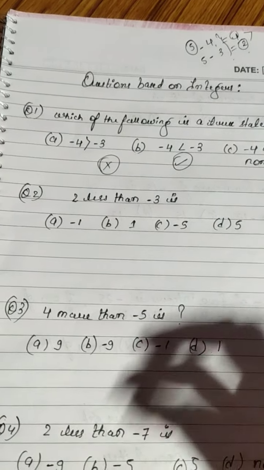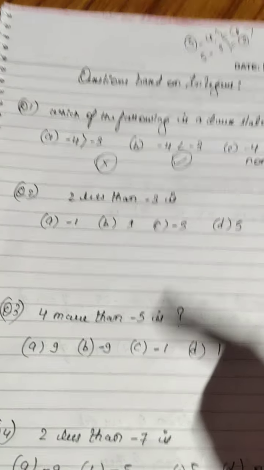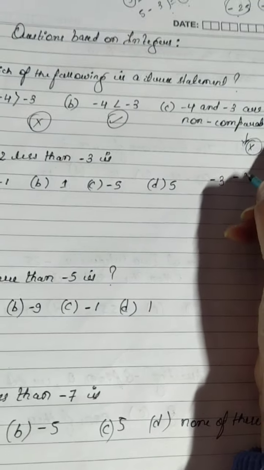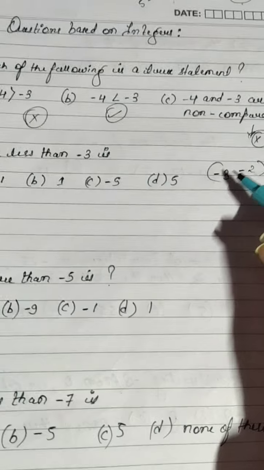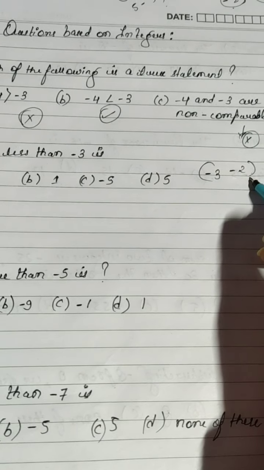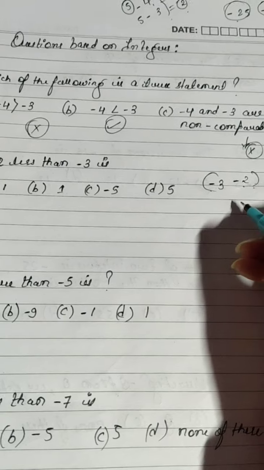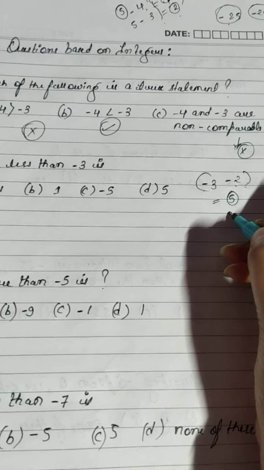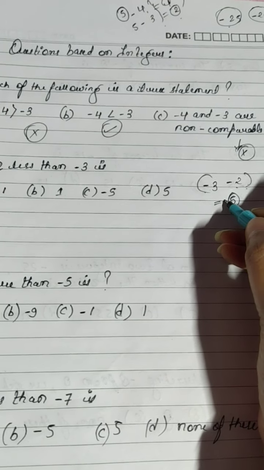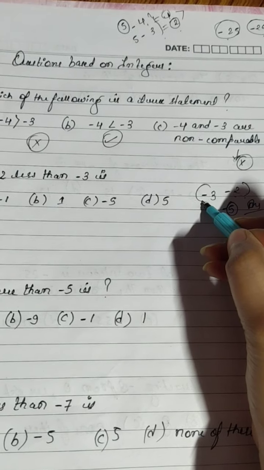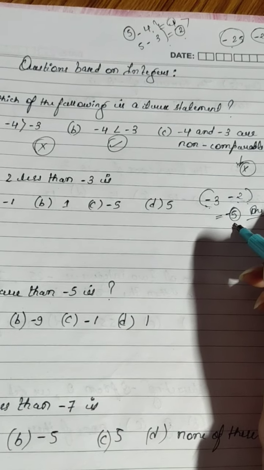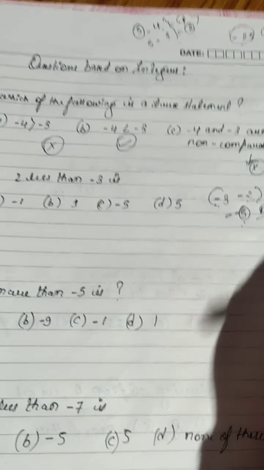Now the second question is 2 less than -3. Less than means we need to subtract. So we are going to subtract 2 from -3. We solve this using the integer property: minus and minus is plus. So now we have to add these numbers. When we add these two numbers, the result would be 5, but the sign would be minus. Why minus? Because 3 is the larger quantity and the sign is minus here, so the result will have the negative sign. So -5 is the answer.